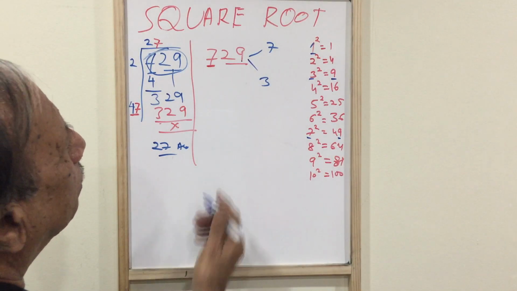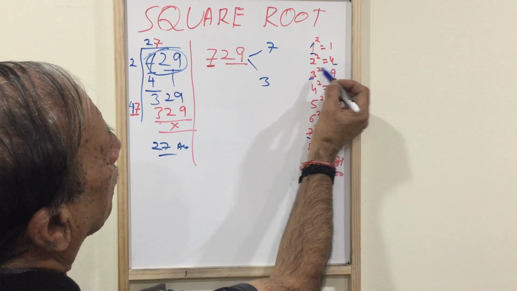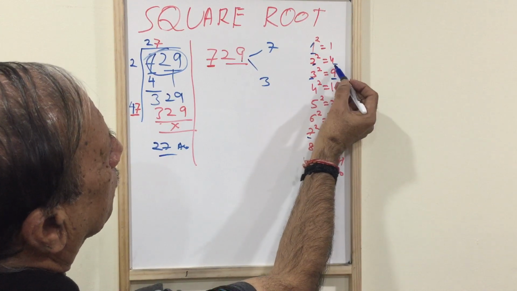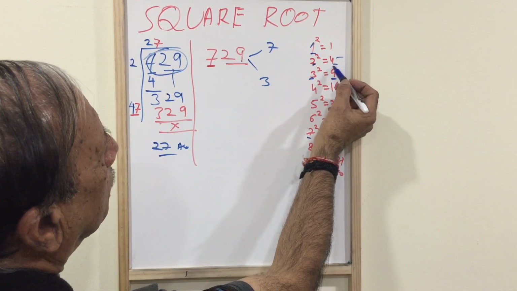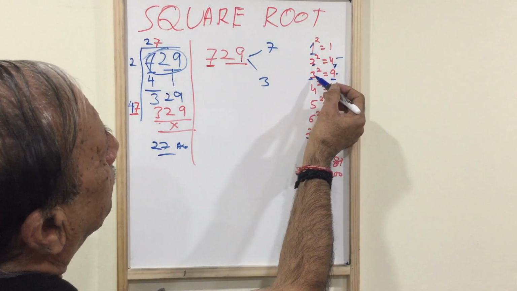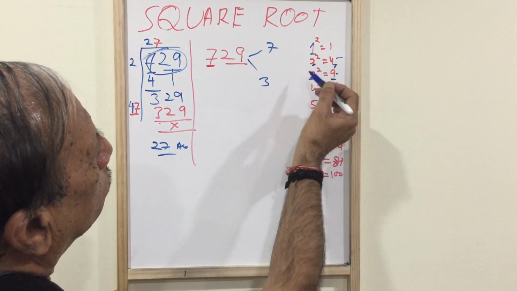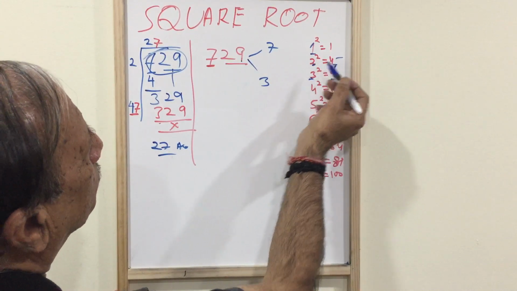Now we'll take the remaining number, that is 7. We'll see between which numbers 7 comes. 7 comes between 2 and 3, because it is between 4 and 9. If we take 3, 9 is more, so we have to take the smaller number, that is 2. 2 squared is 4.